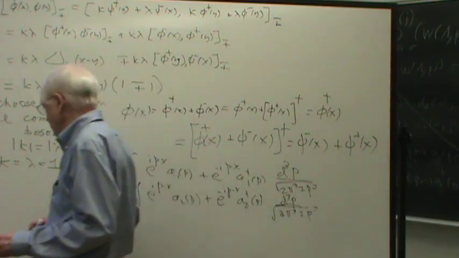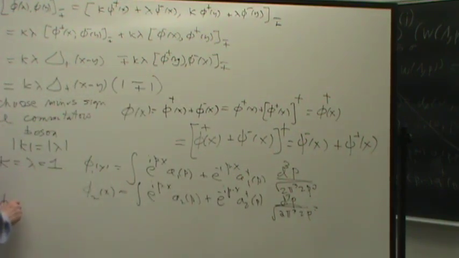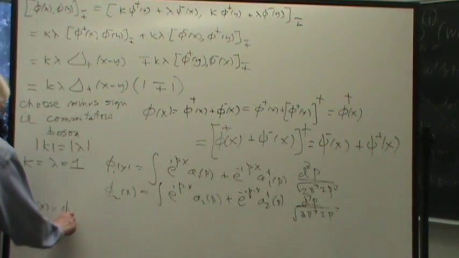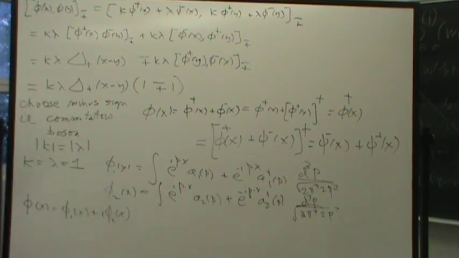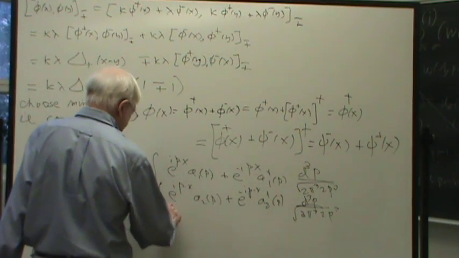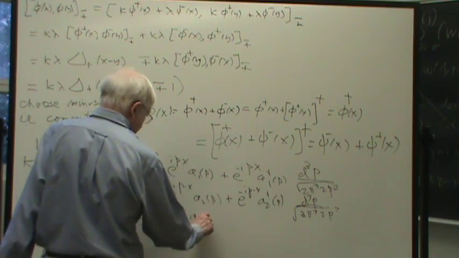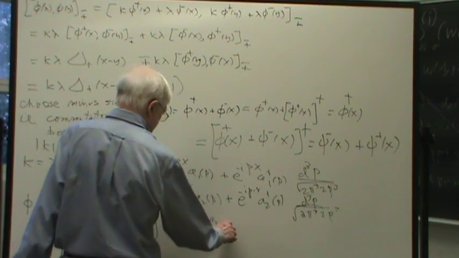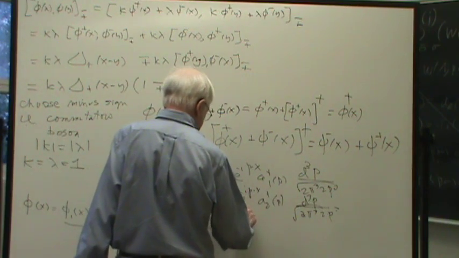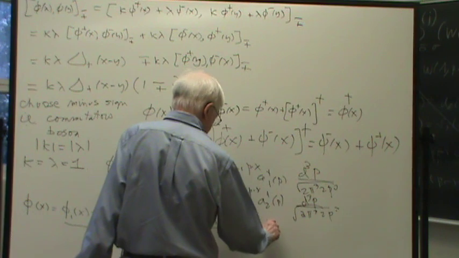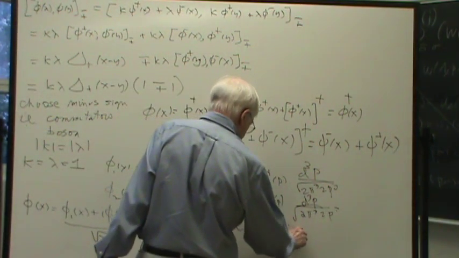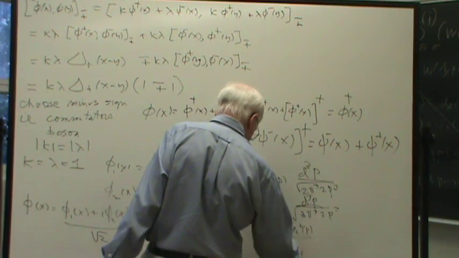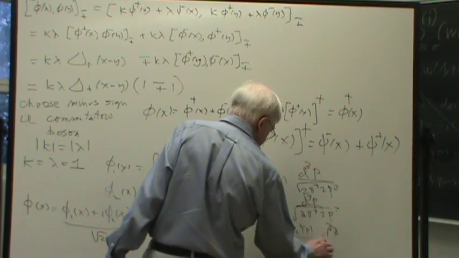Now this is the trick that Gell-Mann invented a long time ago when he was a postdoc, I think. He took phi 1 plus i phi 2 of x, divided by square root of 2, and made a complex field. And what does this do? This gives us something that's e to the i p x times (a1 plus i a2) over root 2, plus e to the minus i p x times (a1 dagger of p plus i a2 dagger of p) over root 2, and then d cubed p over the square root.